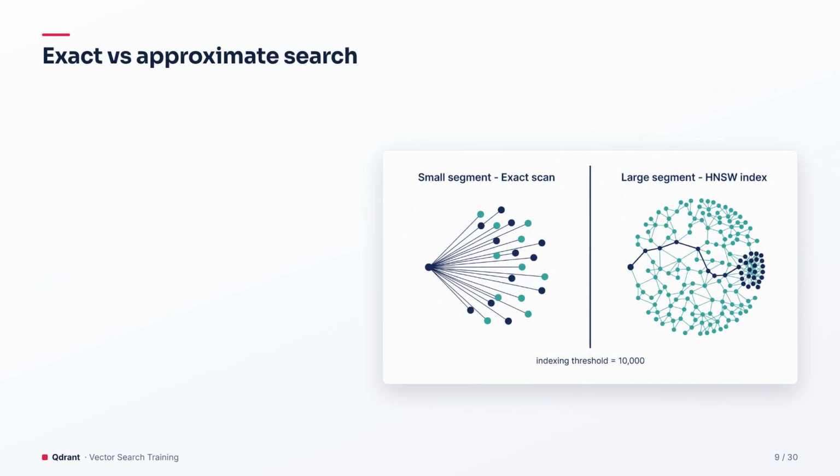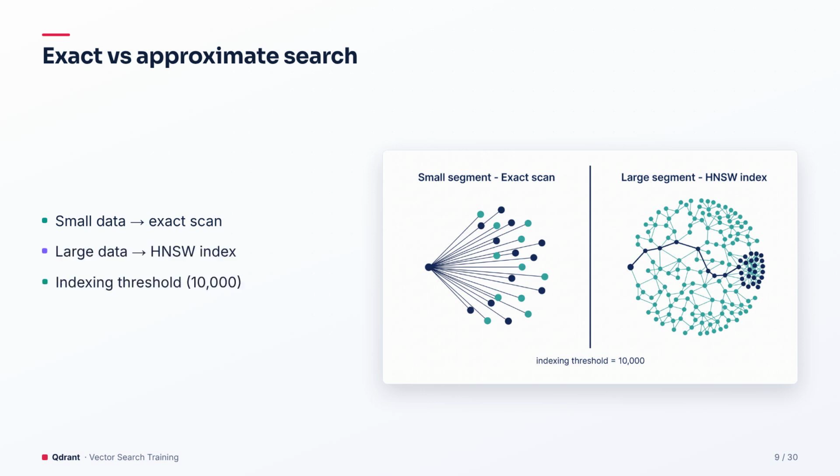Qdrant chooses how to search for you. When a segment is small, below the indexing threshold of 10,000 vectors, it simply scans everything with exact search, which is fast and perfectly accurate at that size. Once a segment grows past the threshold, Qdrant builds the HNSW index and switches to approximate search automatically. You never flip that switch yourself.